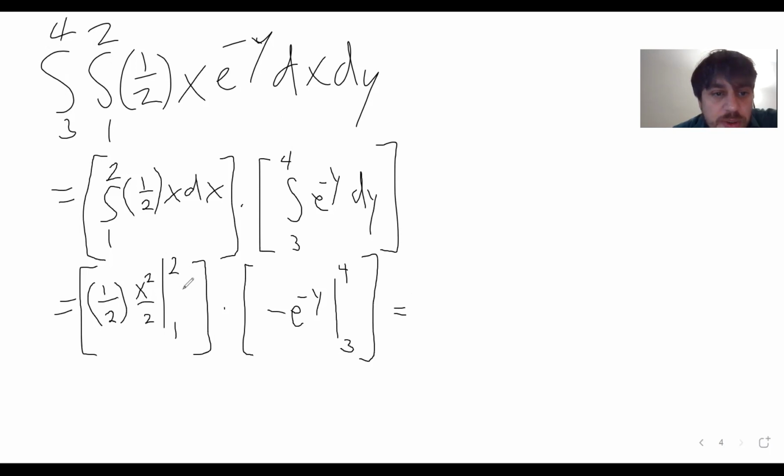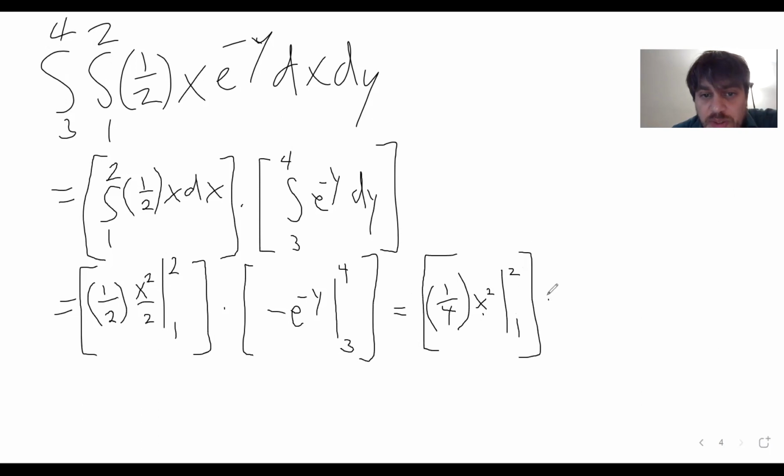And so the 2 in the denominator is a 1/2. So this is 1/2 times x squared over 2, and you can move the 1/2 out and you get 1/4. So this is 1/4 times x squared evaluated from 1 to 2, and that's still the value of the first definite integral. This is times negative e to negative y. The negative sign is a -1, so it's a -1 times e to negative y, evaluated from 3 to 4.